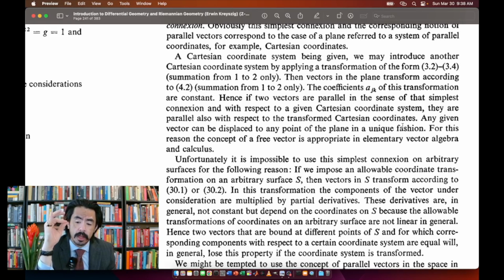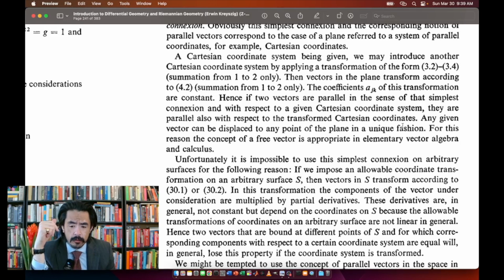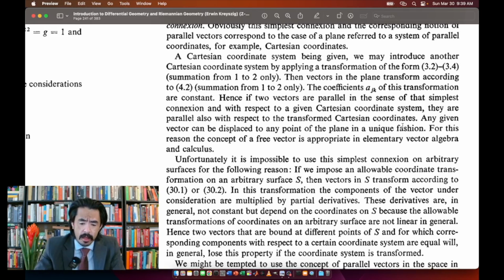Continuing on, then vectors in the plane transform according to 4.2, which again, we have the transformed component z bar sub i is equal to the sum on the index k from 1 to 3 of a sub i k times the original z sub k. And we have the similar conditions on the coefficients a sub i k. The coefficients a sub j k of this transformation are constant. Hence, if two vectors are parallel in the sense of that simplest connection and with respect to a given Cartesian coordinate system, they are parallel also with respect to the transformed Cartesian coordinates.